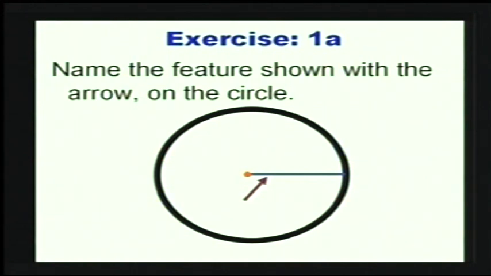The exercise says, name the feature shown with the arrow on the circle. Look at the arrow pointing to the blue line. What is the name of the part of the circle which the arrow is pointing to? That's exercise 1A. You should be discussing with your friend. What is the name of the circle?